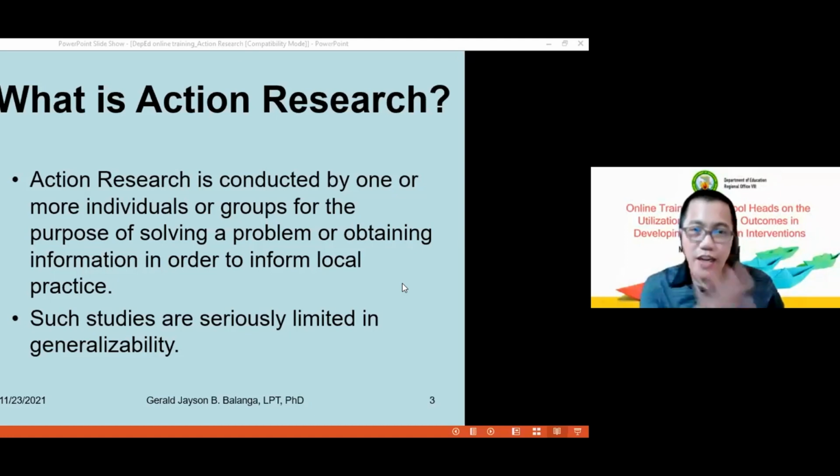No? Of course, in action research, the results are limited in generalizability, meaning kung ano yung findings ng study mo sa classroom mo, it cannot be generalized to other sections, to other grade levels, to other schools. Kasi limited siya in the sense that you have a limited number of respondents or participants.